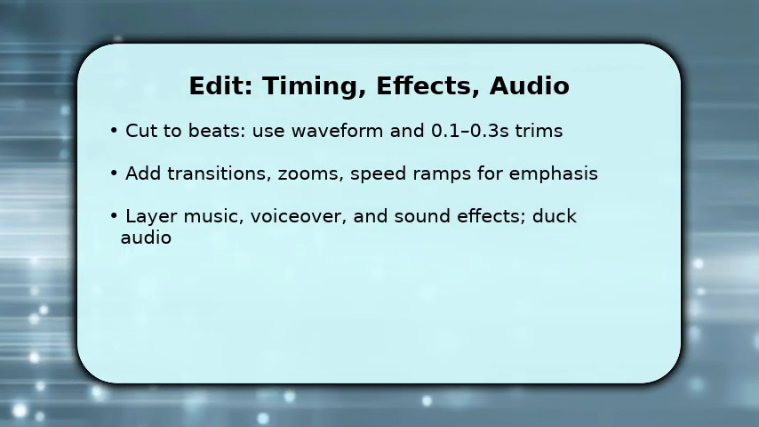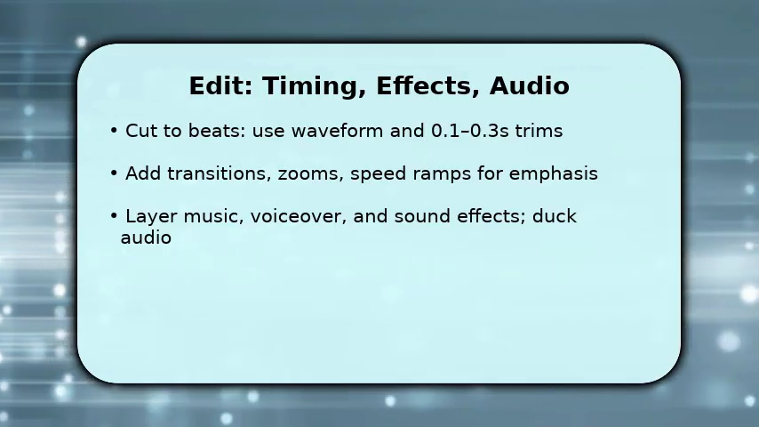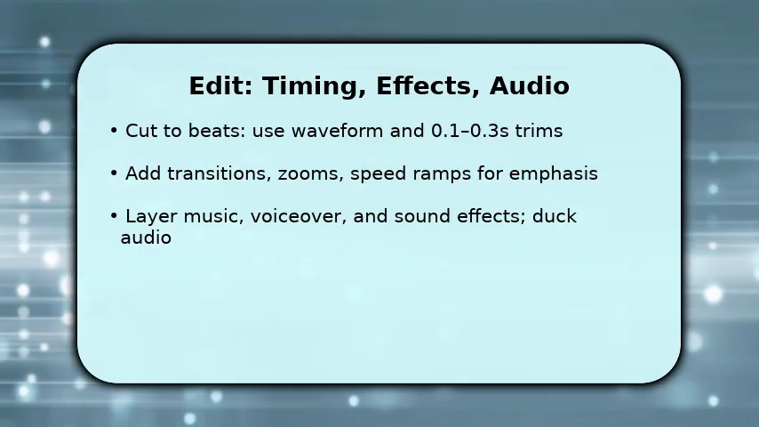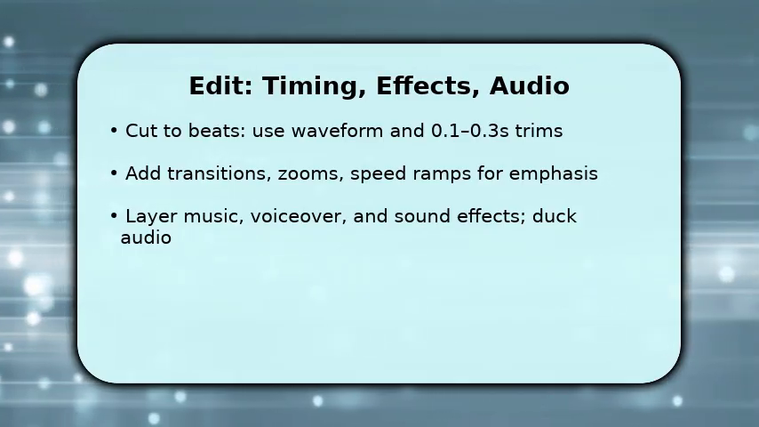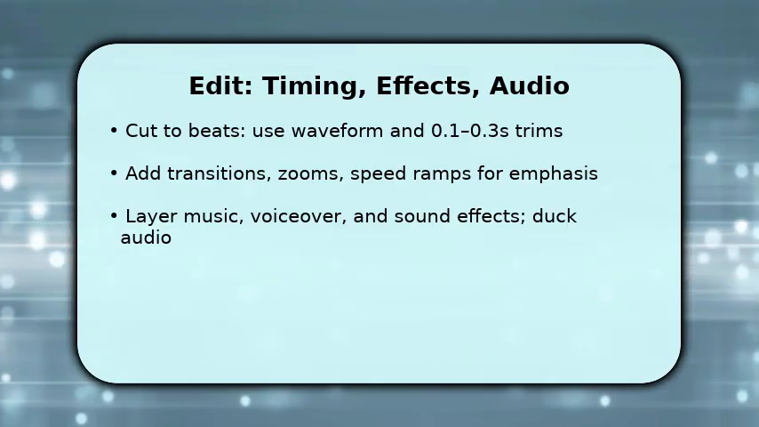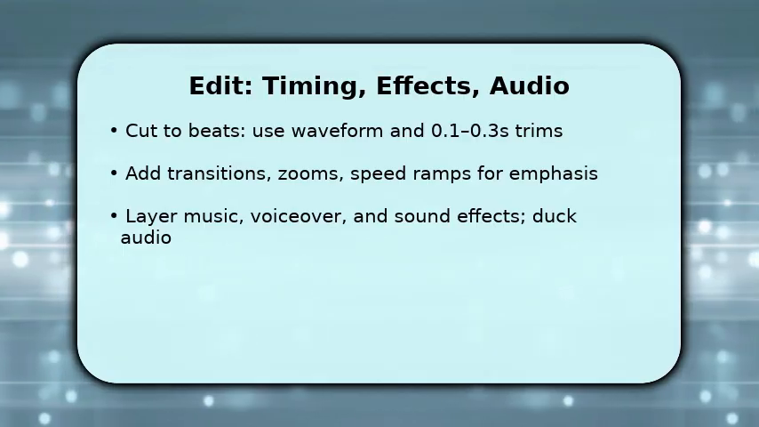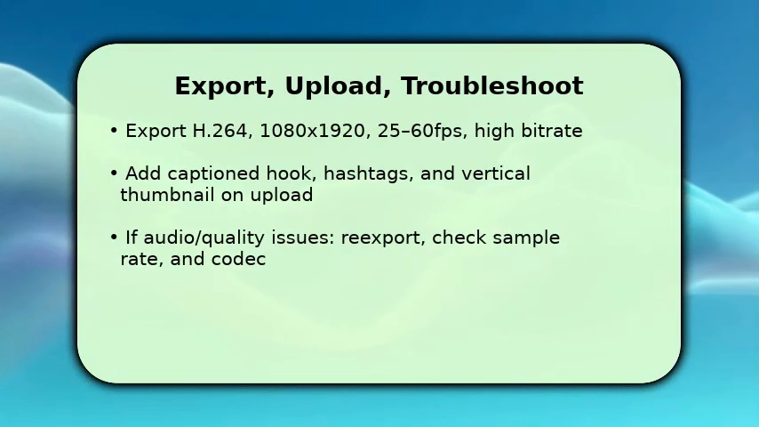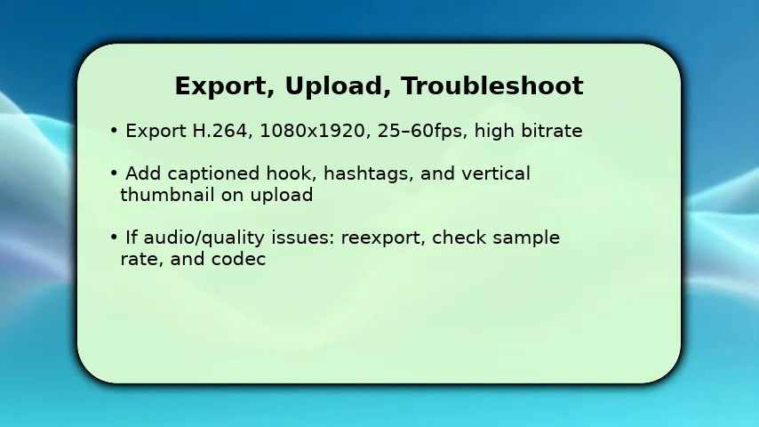Once visuals feel tight, layer music and a clear voiceover. Make sure to duck background tracks so speech stays audible. Use transitions sparingly. They should support the story, not distract, so you finish by exporting H.264 at 1080 by 1920 with a high bitrate and 25 to 60 FPS to preserve clarity.